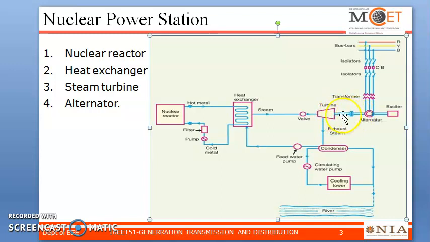It is connected to the alternator through the prime mover. The alternator is a device that converts mechanical energy into electrical energy. After that, the power goes to substations and distributors, different types of distributors. This is the distribution sector.